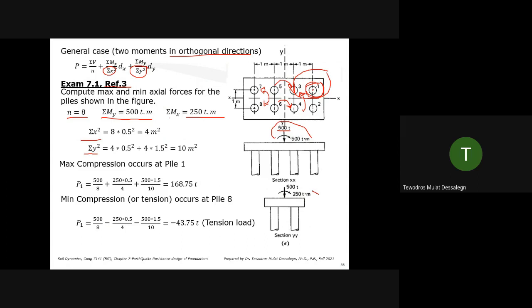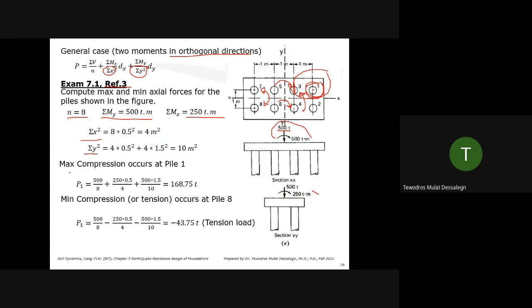The answer is right in front of you. Pile 1 is under compression. Now I'm asking about the tension. Yeah, pile 8. That's it.